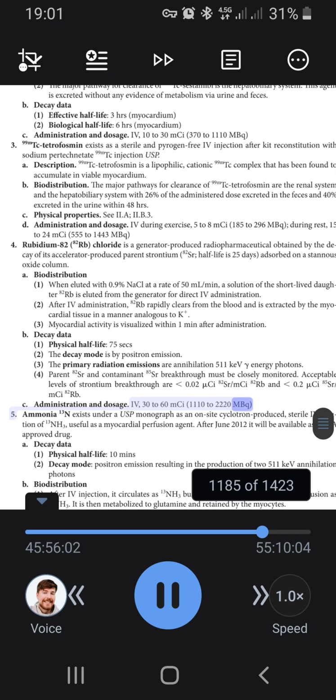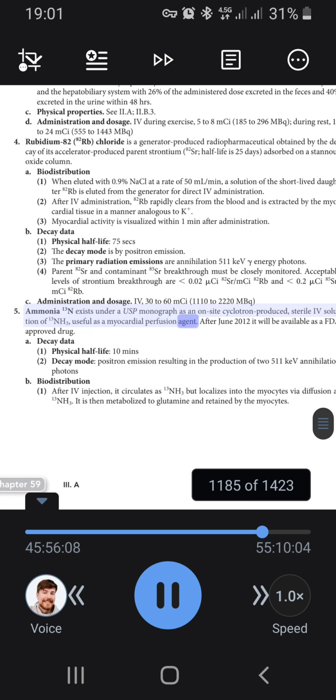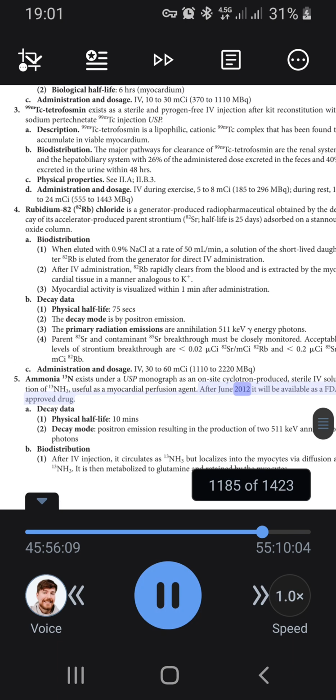1110 to 2220 MBq. 5. Ammonia N-13 exists under a USP monograph as an on-site cyclotron-produced sterile solution of N-13 ammonia, useful as a myocardial perfusion agent. After June 2012, it will be available as an FDA-approved drug. A. Decay data. 1. Physical half-life, 10 minutes. 2. Decay mode, positron emission resulting in the production of two 511 keV annihilation photons.